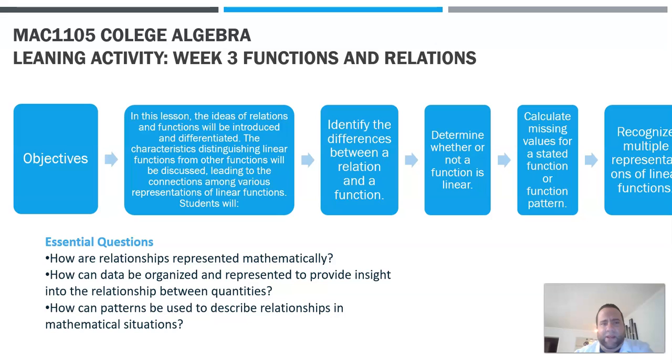The learning activity is from Week 3, Functions and Relations. The objective is that relations and functions will be introduced and differentiated. The characteristics that distinguish linear functions from other functions will be discussed, leading to the connections among the various representations of a linear function. The students will identify the difference between a relation and a function, determine whether something is a function or not, calculate a missing value, and recognize multiple representations of a linear function.